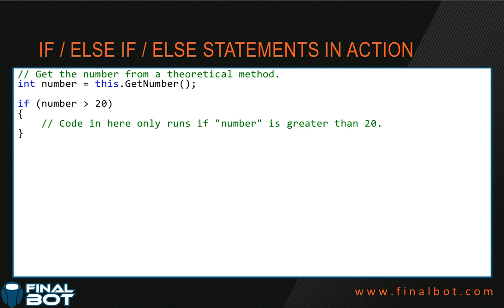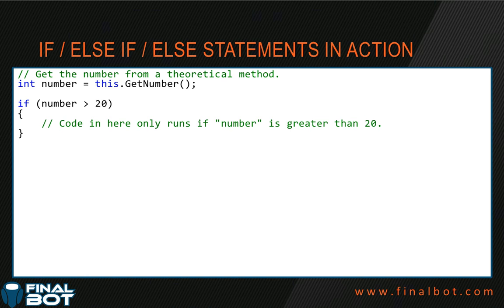First thing we'll do is we'll say if the number is greater than 20. And if the number is greater than 20, we can put some code inside curly braces. Those are those little braces that come before and after the comment. Any code that we put inside there will run only if number itself was greater than 20.